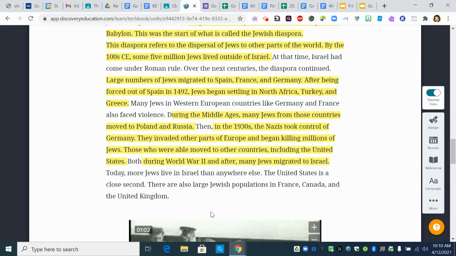Today more Jews live in Israel than anywhere else. The United States is a close second. There are also large Jewish populations in France, Canada, and the United Kingdom.